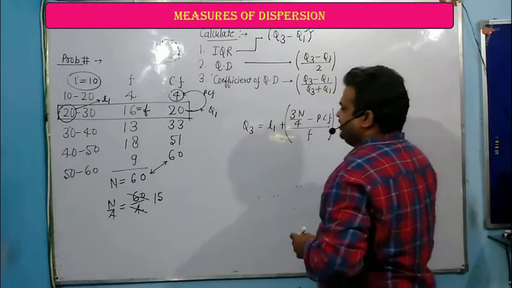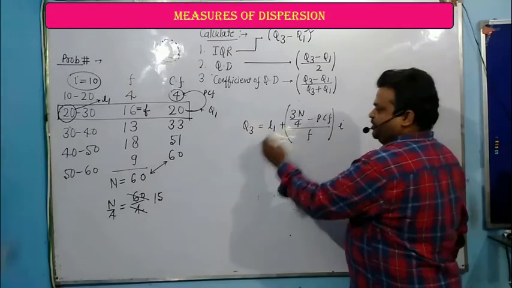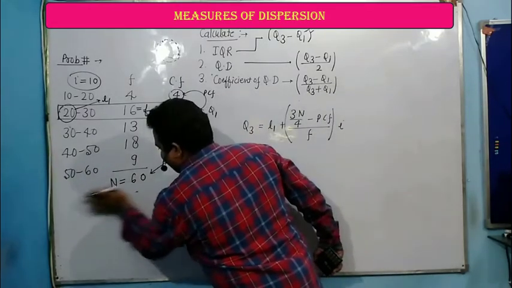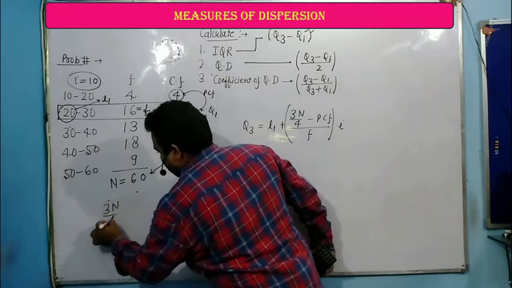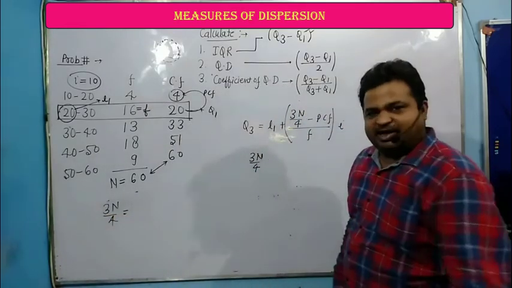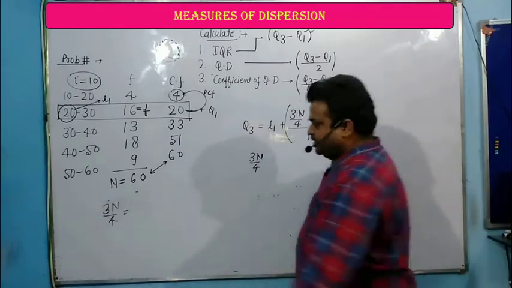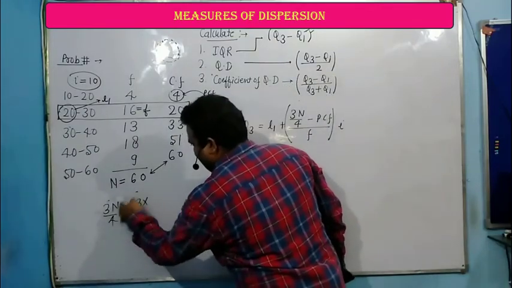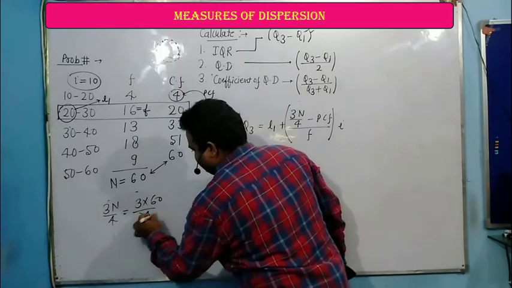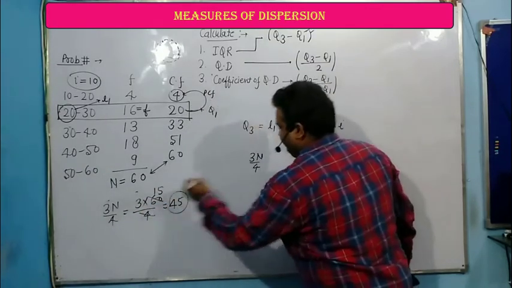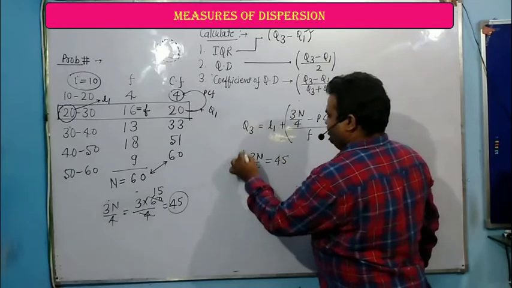So now in this case, what is your deciding parameter? My deciding parameter is 3n by 4. Now, instead of n by 4, I am calculating this. What is my deciding parameter to select the class range? So 3 multiplied by the n value, 60, divided by 4. 4 15s are 60, so 15 times 3 is 45. Now this is 45. So my 3n by 4 value is 45.